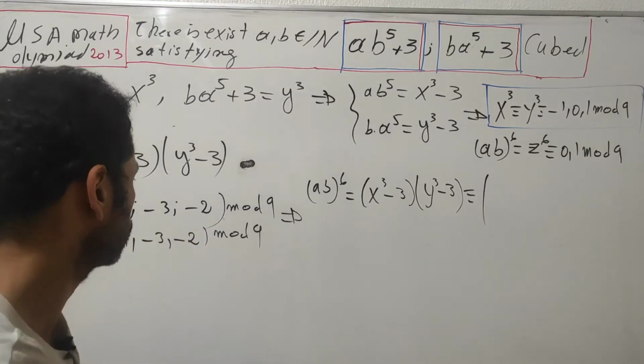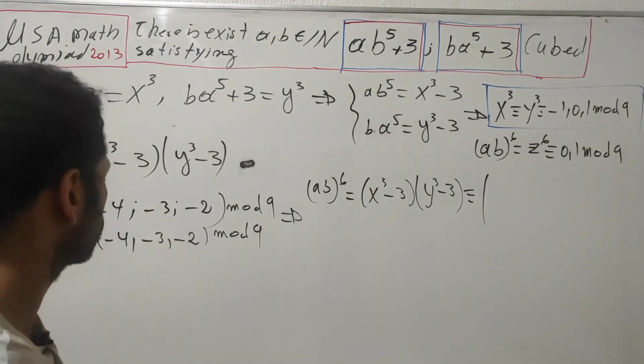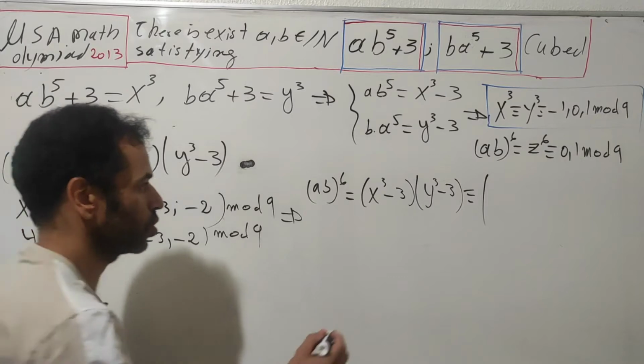We don't know yet which one will be working here. Okay, so minus 4 multiplied by minus 4 is 16. 16 is 2 less than 18, which is minus 2 as a remainder.